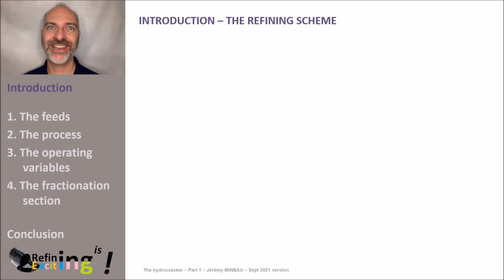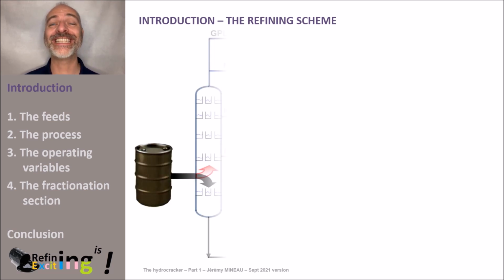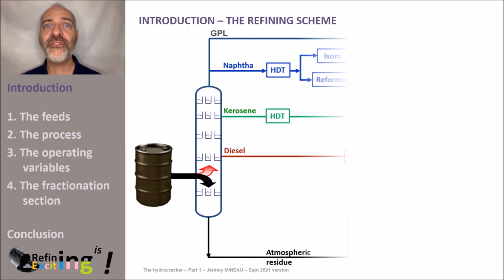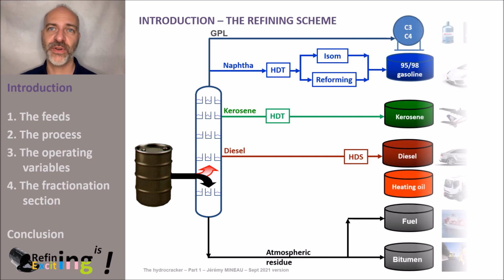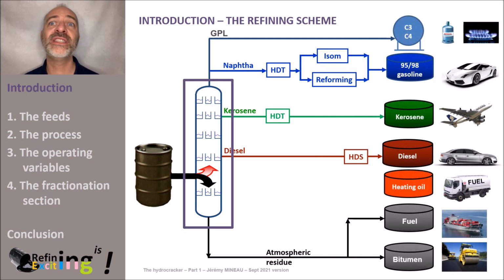As an introduction, let's go back to the overall refining scheme. The typical refining scheme starts with an atmospheric distillation whose purpose is to separate the crude oil into gasoline, kerosene, and diesel fuel. These fuels are then processed into several units to improve their properties in order to meet the product specification imposed by the regulations.